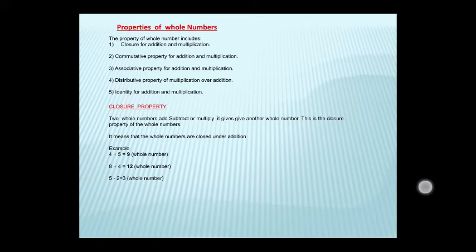See, 5 minus 2 equals 3. 5 and 2 are whole numbers. If you subtract the two numbers, you will get 3, also a whole number. 5 multiplied by 6 is 30. 5 and 6 are whole numbers, and 30 is also a whole number. 0 multiplied by 15: any number you multiply with 0, you will get 0 only. So 0 is also a whole number. Hence the closure property says this. Let us move on to the commutative property.